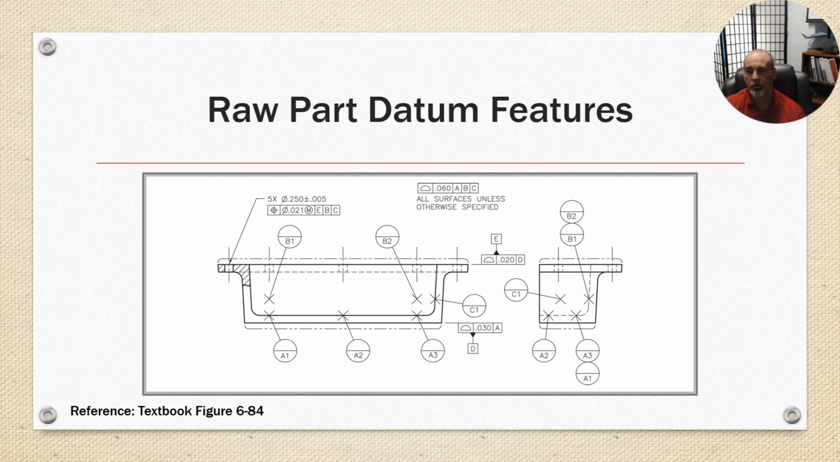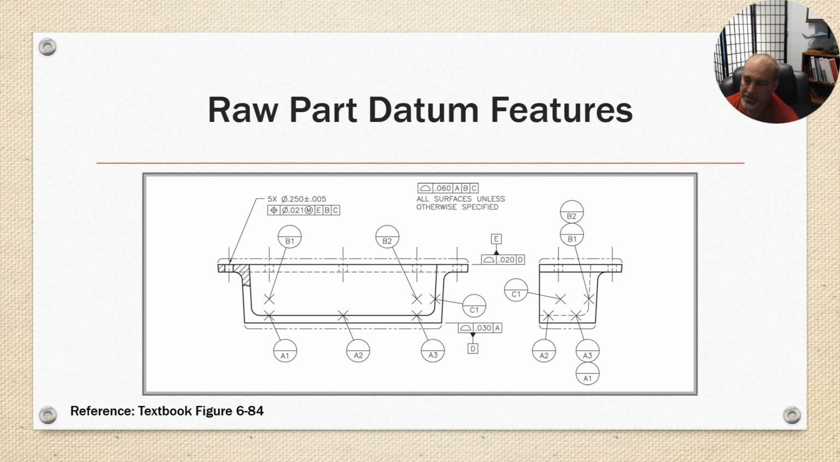Here's an example of raw part datum features. This would be a casting. It looks like they have datum A, three targets on the bottom wall of the inside of this casting. And then we have datums B1 and B2, because you only need two to do a secondary datum, and they're on the back wall. And then datum C is the right side wall of this cast part. Now remember, the tertiary only requires one point.